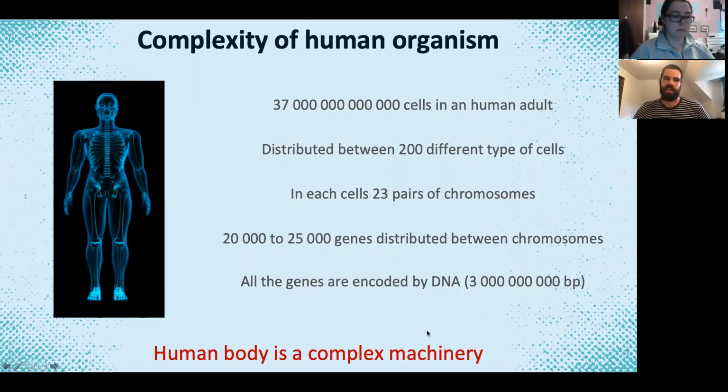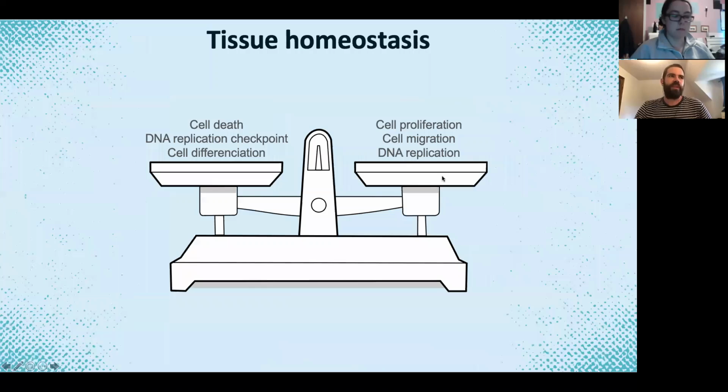You can think about the body as kind of a balance, right? When you're in good health, with no disease, everything is balanced. If you have more cell proliferation, you need more cell death to maintain the number of cells. You need to regulate all these variables, and that's defined as tissue homeostasis. Tissue homeostasis is basically the state where the body is balanced and everything goes well.